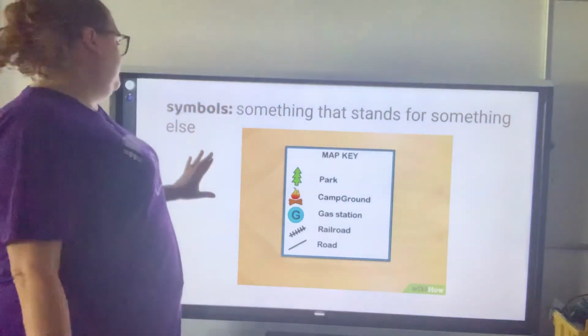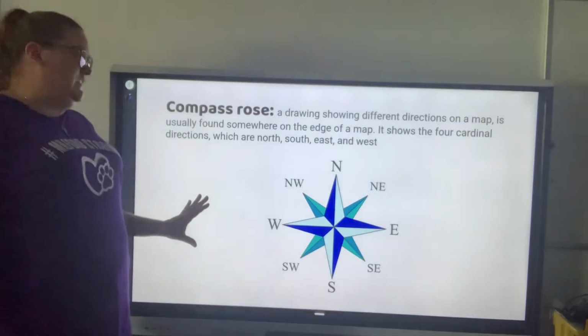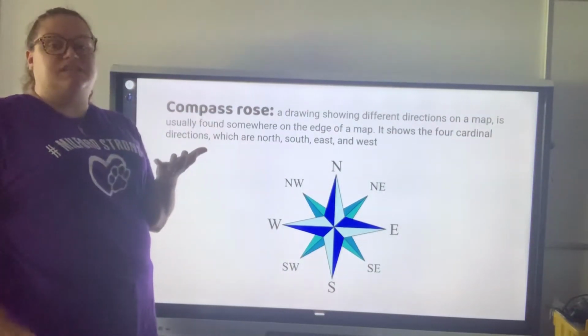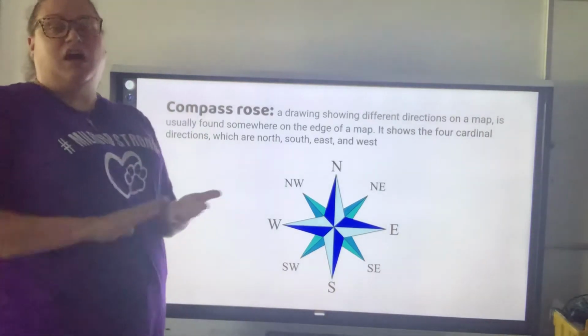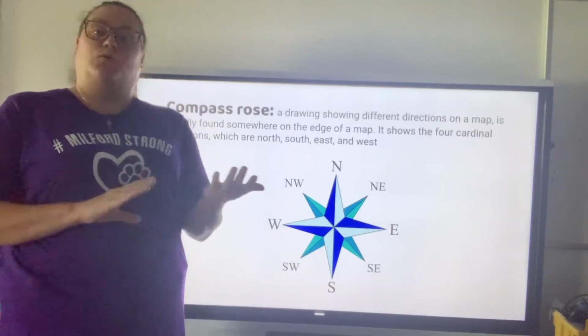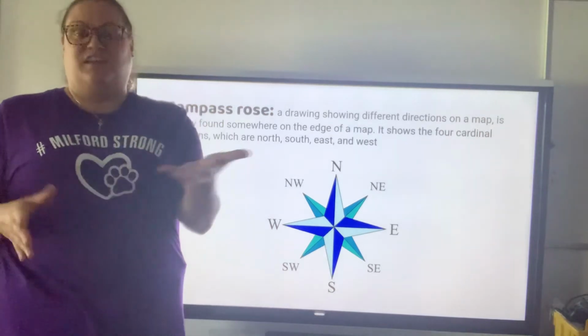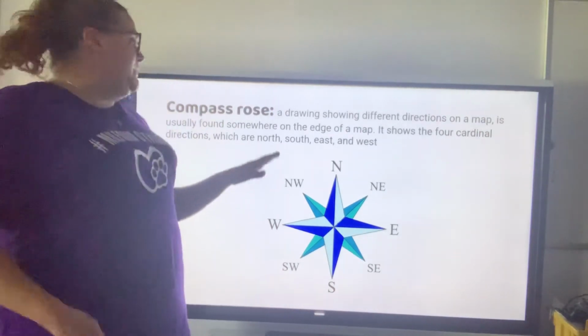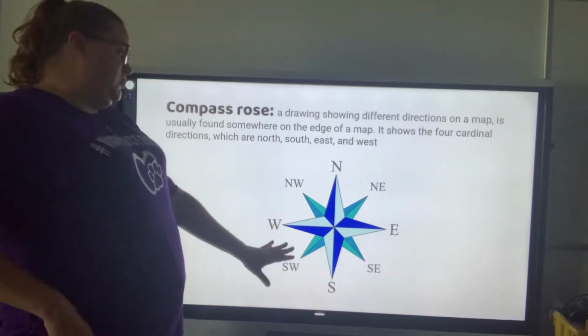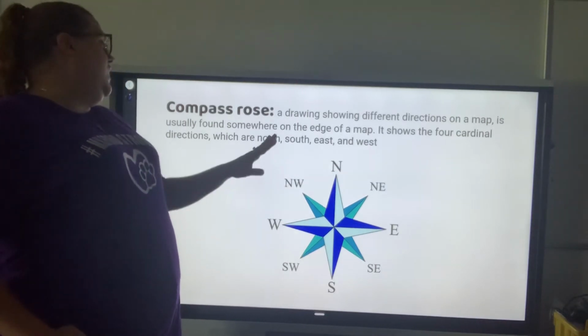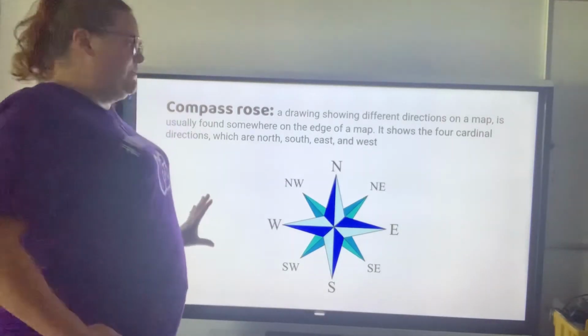what those symbols mean. This is a compass rose. Now a compass is something you use to show you direction. An actual compass is something you hold in your hand and it'll determine true north, and then you can get your bearings from there. But a compass rose is a drawing that shows the directions on a map. It's usually on the edge of the map or on the side of the map somewhere too.